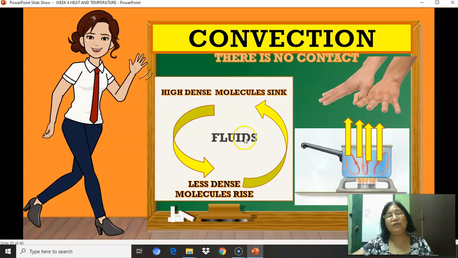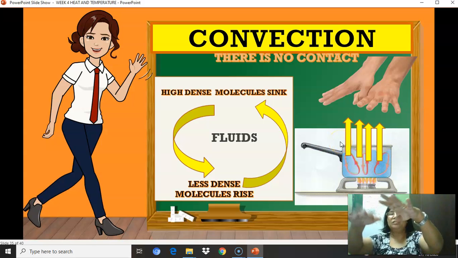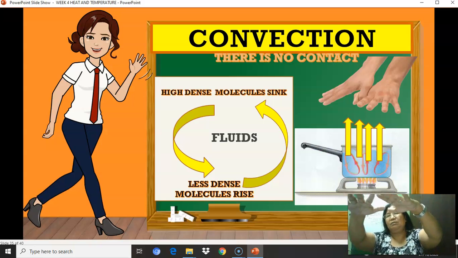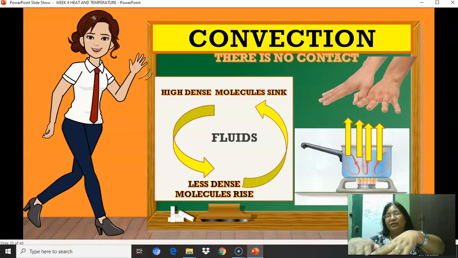Pag sinabi natin fluids, substances that flow. So, what are the substances that are considered to be fluids? These are gases and liquids. Okay? So, pag tinapat mo yung kamay mo sa kumukulong tubig, you don't need to soak your hand para malaman mong mainit siya, kasi kahit nandun siya sa ibabaw, walang direct contact ka dun sa surface, may init ka pa rin because of the convection. Okay?